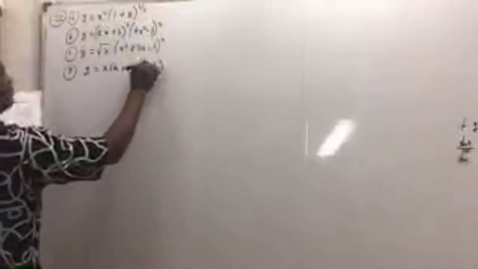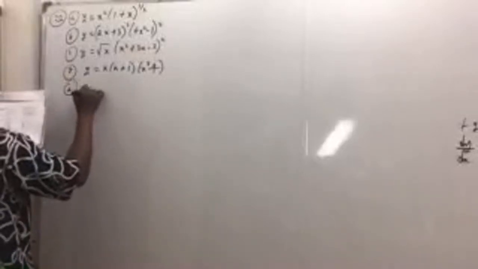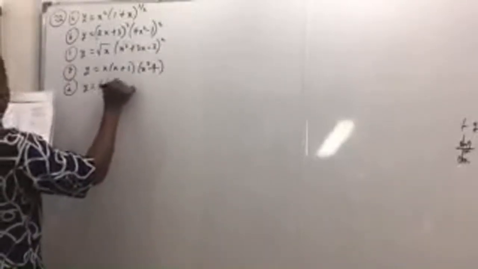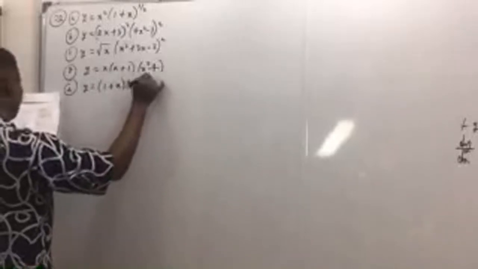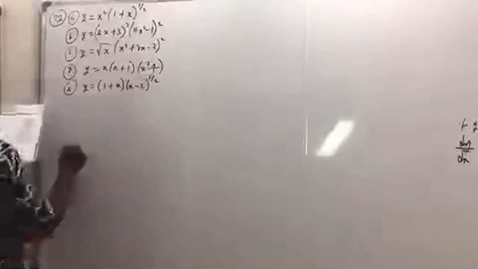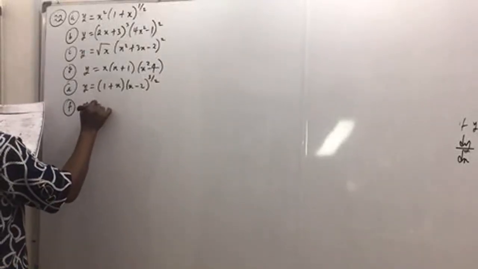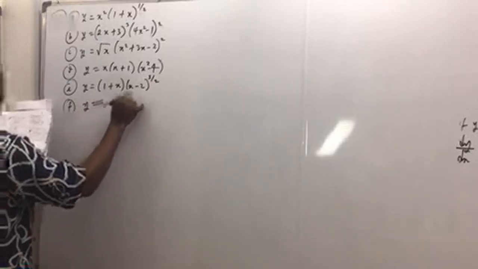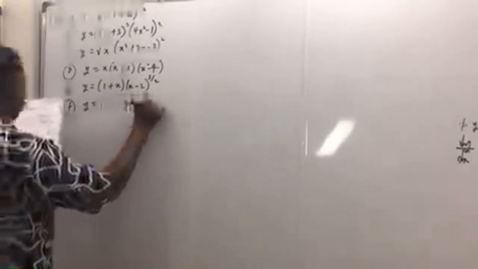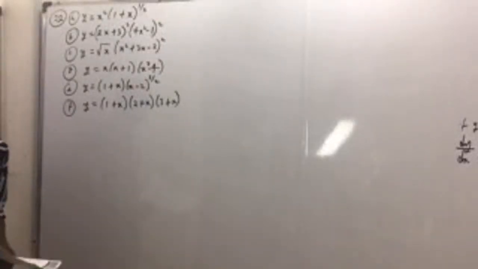Okay, and we have for E, y equals 1 plus x in bracket x minus 2 all raised to power 3 over 2. Then we have the last question, F. We have F here, y equals 1 plus x in bracket 2 plus x in bracket 3 plus x. So under question 22, let's differentiate all these functions, okay? Let's differentiate all these functions.